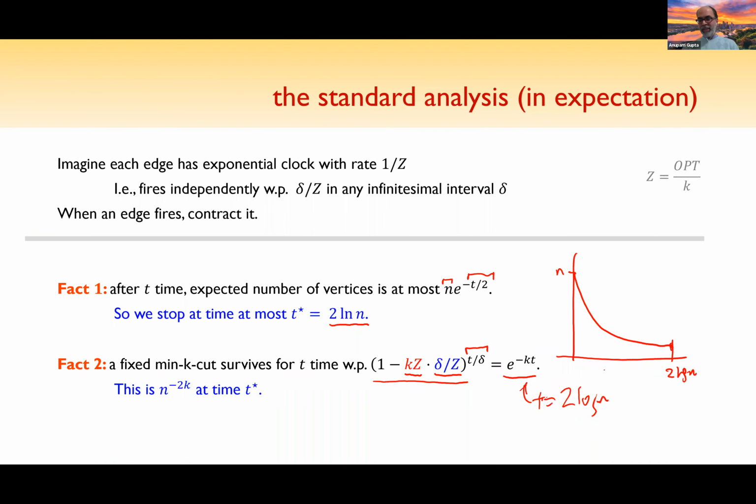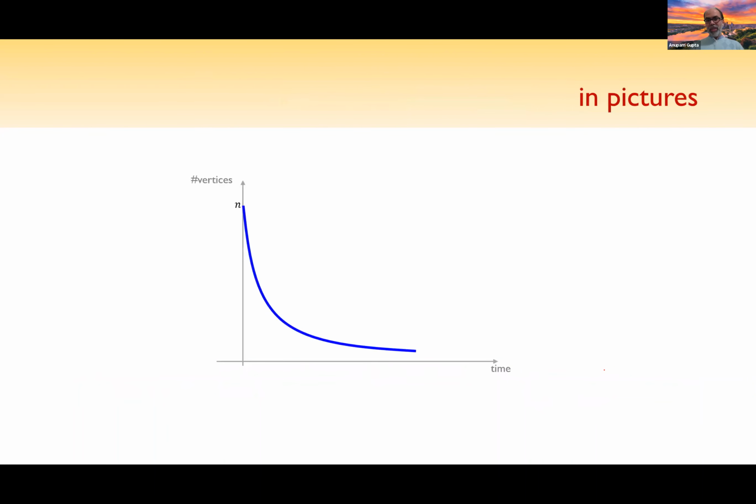Okay, this is the same analysis. I'm just giving you the same analysis as before. And now I can give you the sort of better analysis. And the picture is, as we were drawing earlier, it's this picture: we reach, we finish at 2 log n, and then we say, oh, the probability that min k-cut survives is e to the minus kt. So this is n to the minus 2k, whatever.